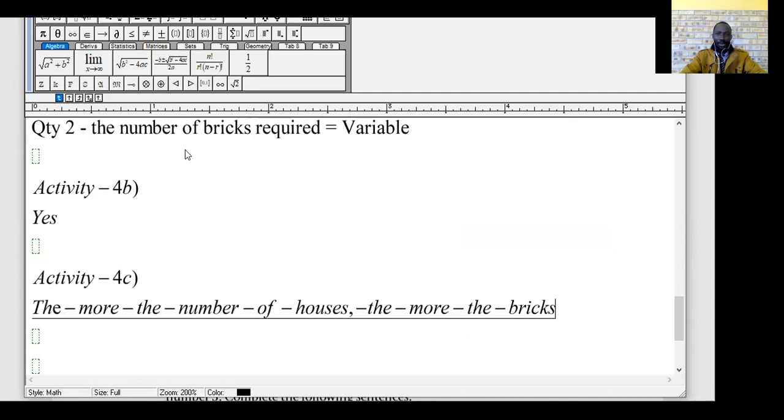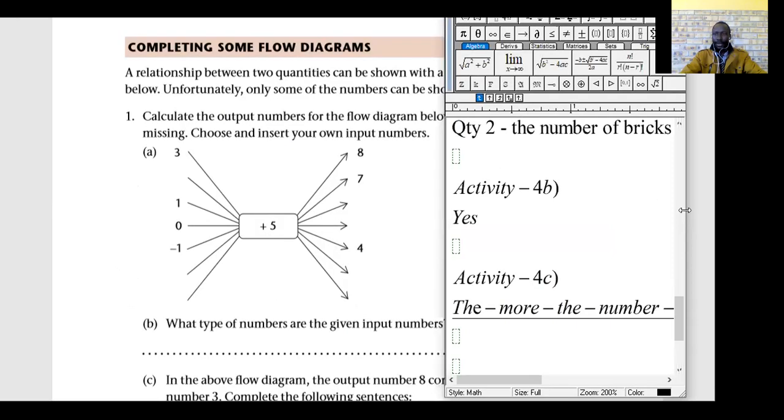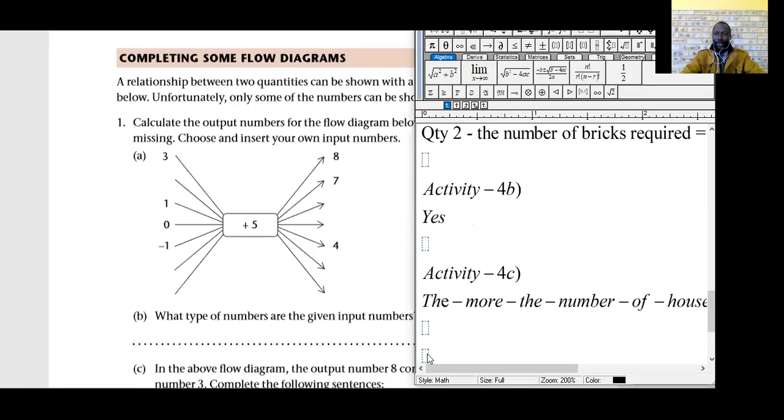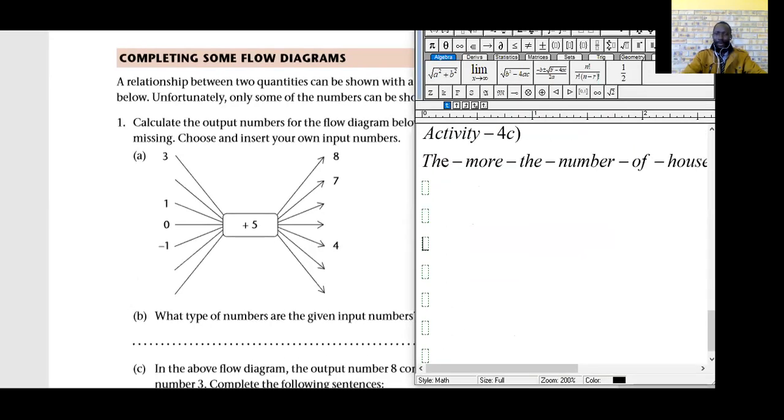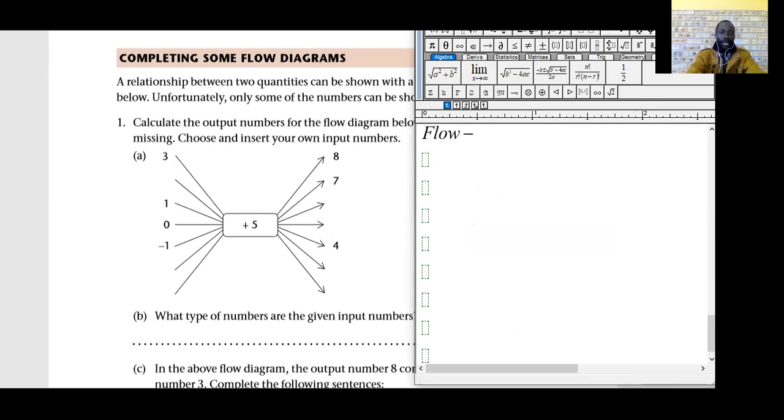Now I'm going to place my board for writing quite close to this so that we have everything captured right here. All right, so there we go. Now we are moving on to something else. This time, the flow diagrams.